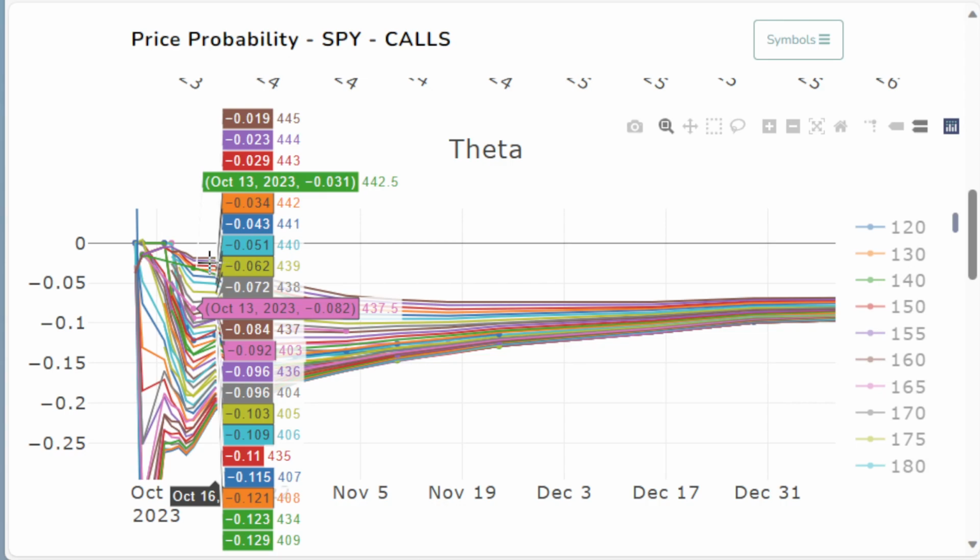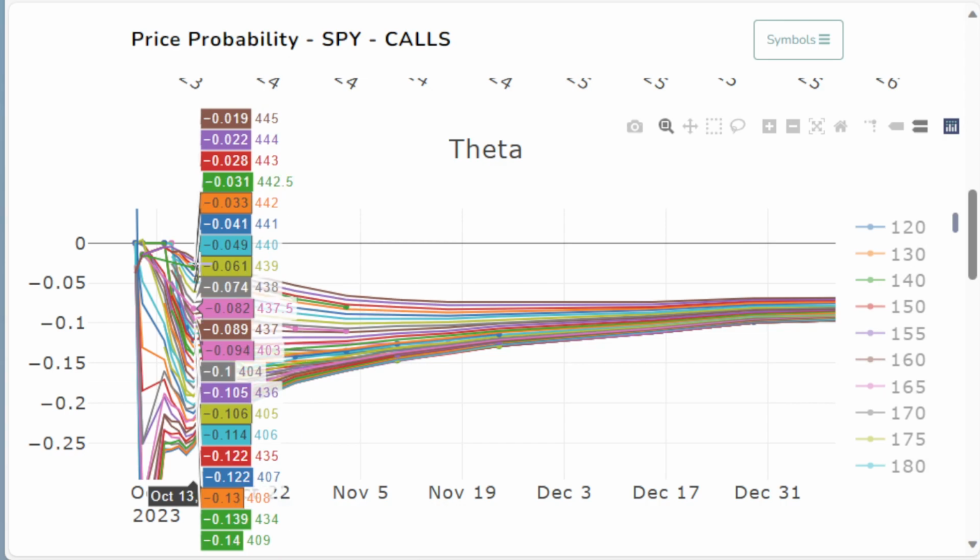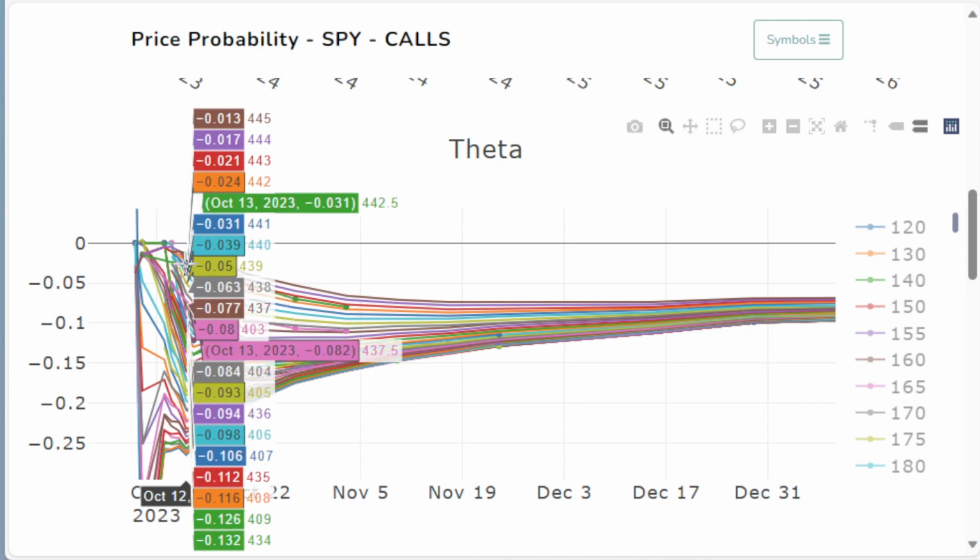Now as we move closer to expiration, using that same 440 and 439, we can see how that changes. So we're still doing pretty good there. 1.1.